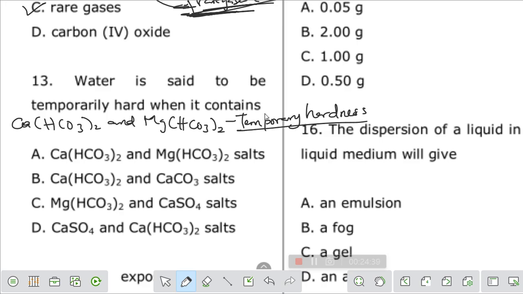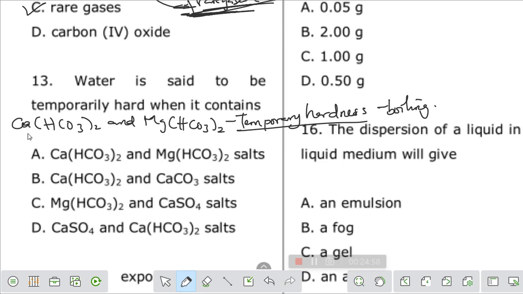So if I ask you, how can you soften a temporary hard water? All you just have to do is boil it. I've taught you this also in the video on water, so you can go and watch it if you still have the time.